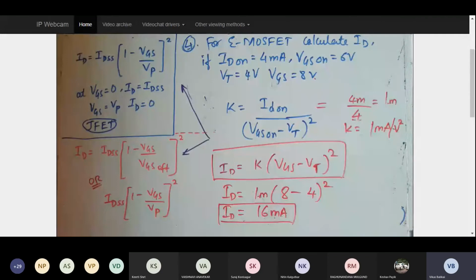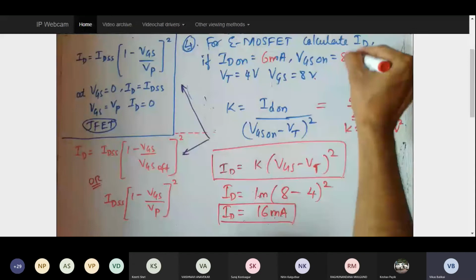Now let us go ahead with one more numerical. For enhancement MOSFET, calculate ID if ID on is 6 milliampere, VGS on is 8 volt, VT is 3 volts, VGS is 9 volt. Go on and let me know what will be the final value of ID. You know all the formulas, so let me know just the final value of ID.